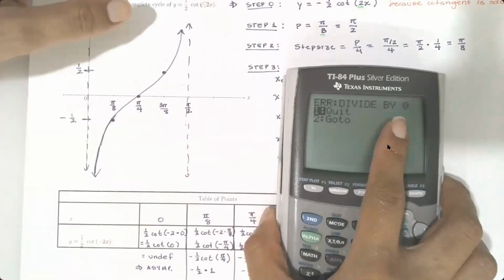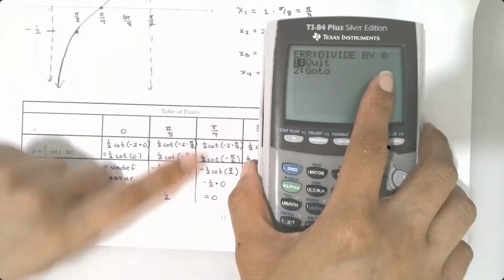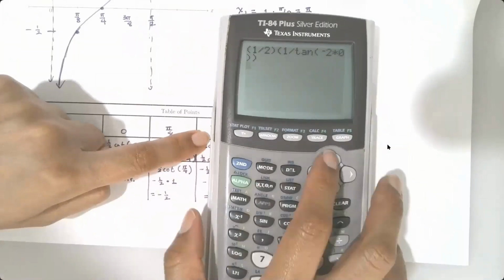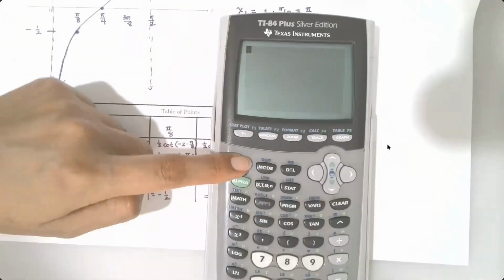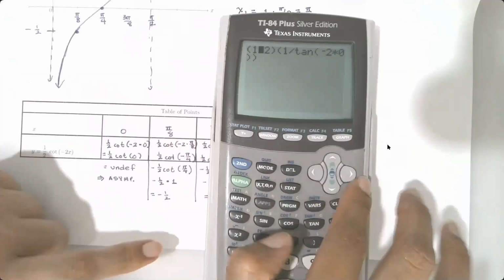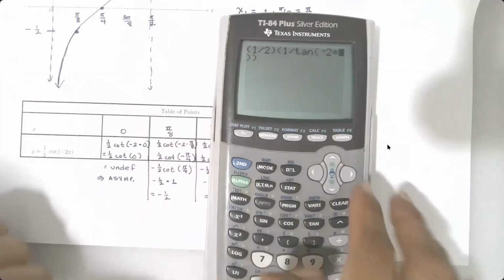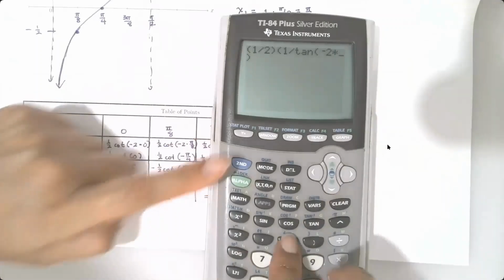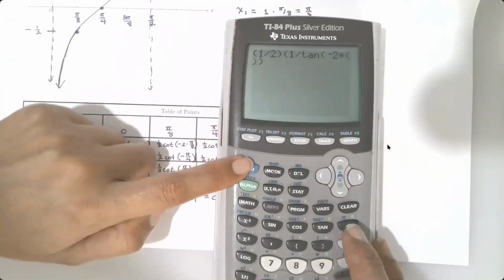But then when we get to this pi over 4, I'm going to change it now. Negative 2 times, I'm going to insert some parentheses around the pi over 4. So pi over 4.